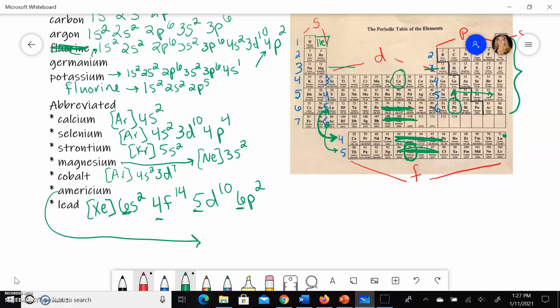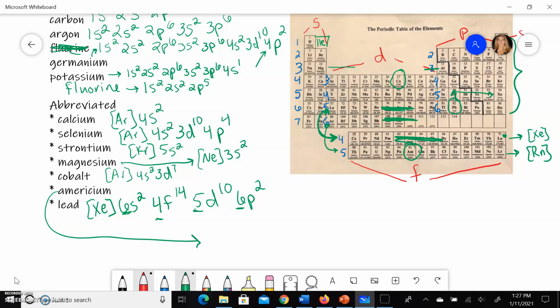So if you're going to pretend like 4F is in the 6th row, then you would use xenon in brackets. So any of these elements, you're going to put xenon in brackets to abbreviate for them, and any of these elements, you're going to use radon, and you might want to just label that on your periodic table. So we're on the very bottom row for americium.